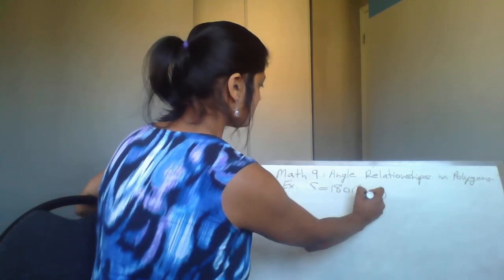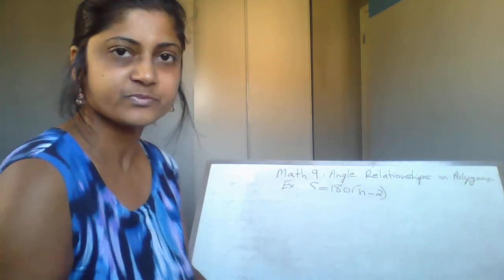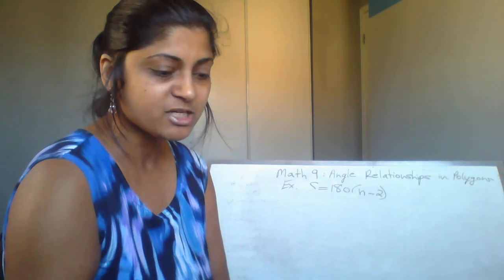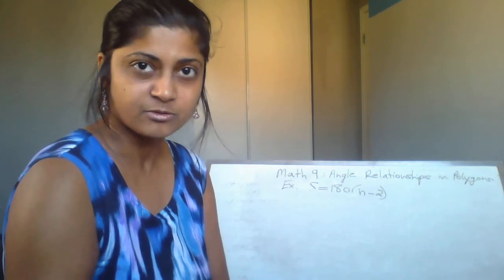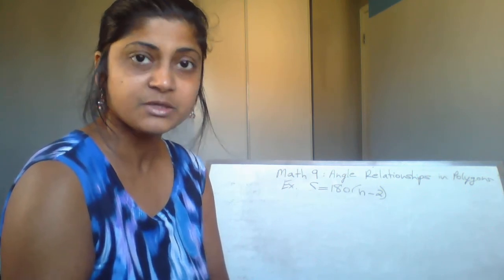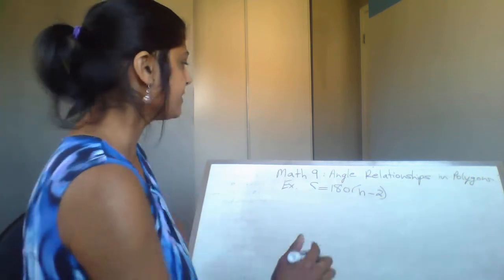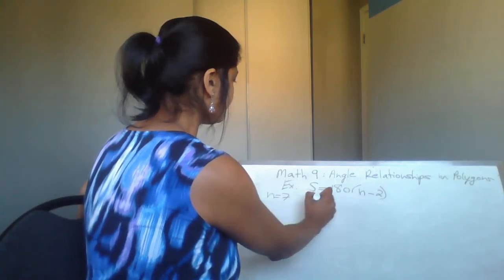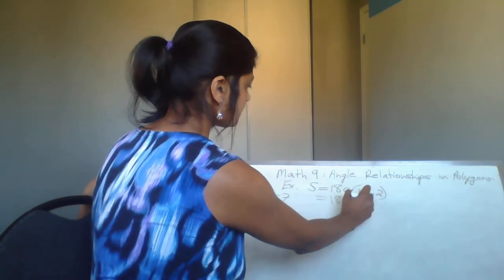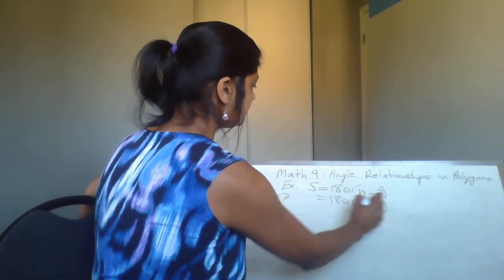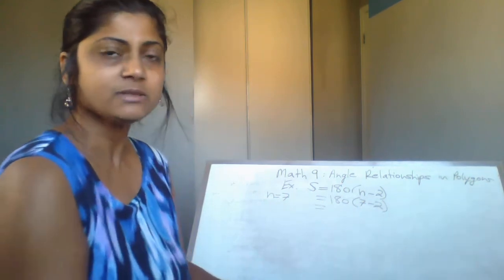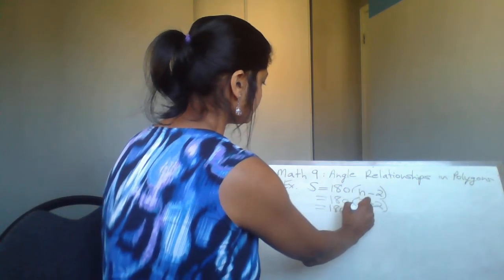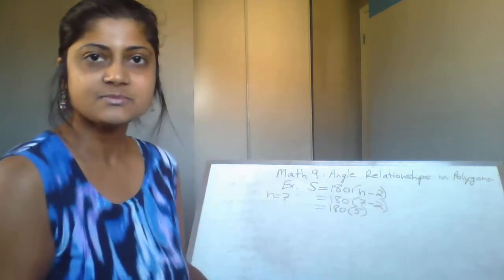So this is 180 times (n minus 2). I'm going to read out the question. Find the measure of each interior angle of a regular polygon with 7 sides. So again, I'm going to put n equals 7 here. Now we're doing 7 minus 2. Do the brackets first here. So 180 times 5.